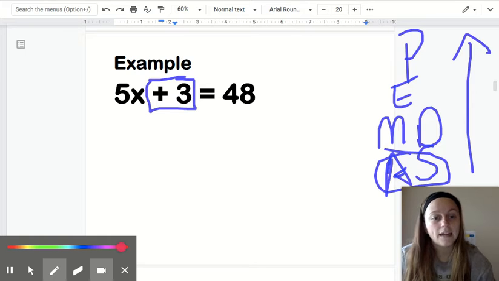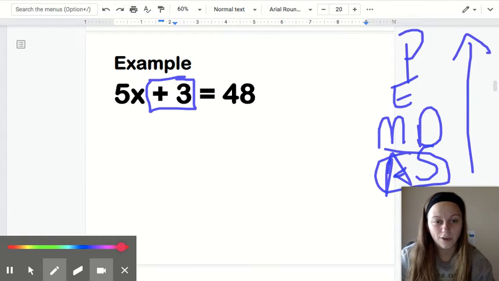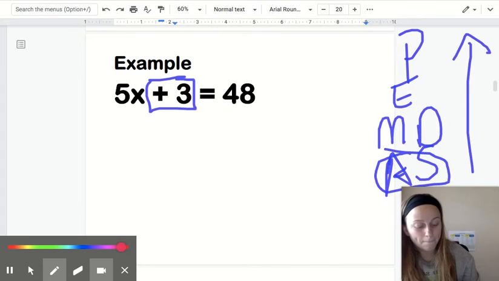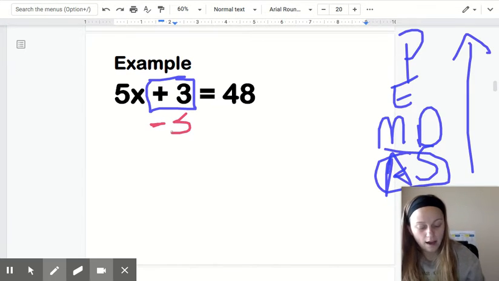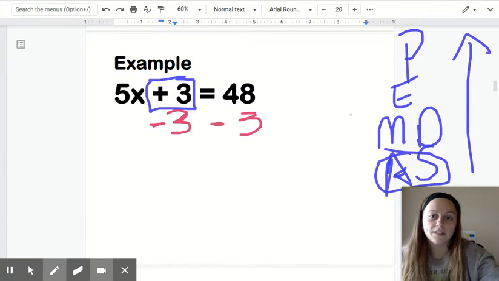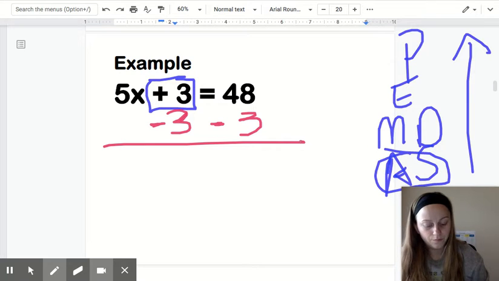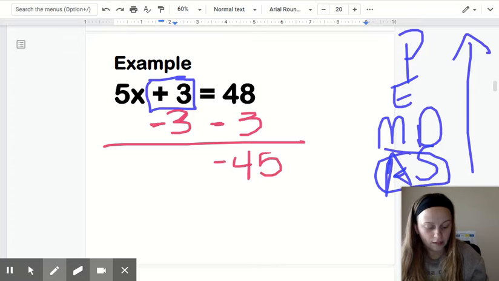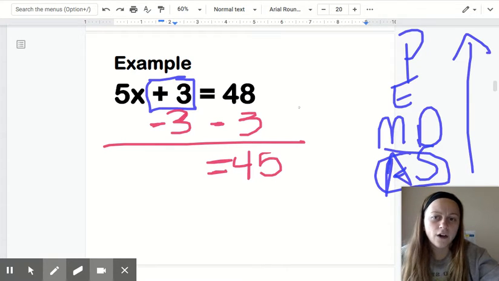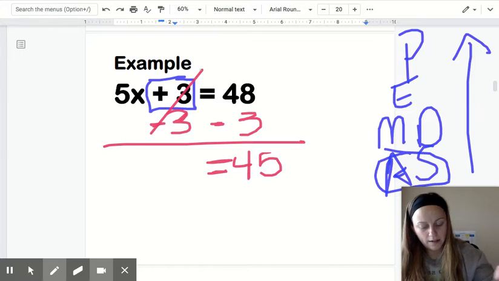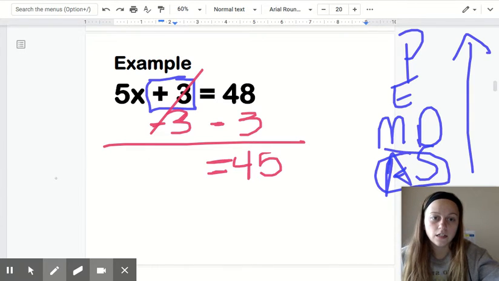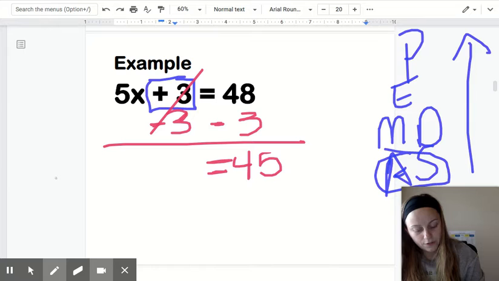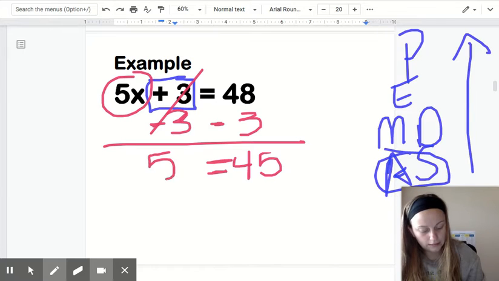We do that by doing the inverse of plus 3, which we learned back in 2.4, that is minus 3 on both sides. So again, we subtract 3 on both sides. 48 minus 3, that's going to give us 45 on the right side of the equation. And then I have a plus 3 and a minus 3. They cancel each other out. So now I have what's left of 5x.